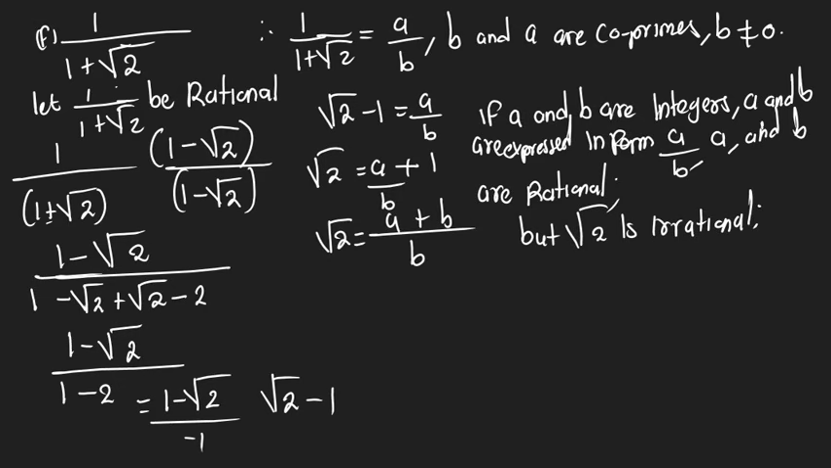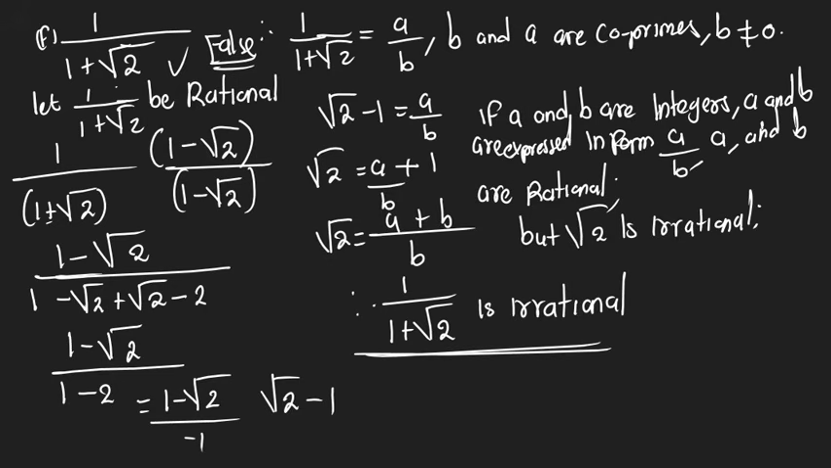Hence, the assumption that 1 over 1 plus the root of 2 is rational is actually false. You can write this statement somewhere, I've written it somewhere to make sure you correct your work. If that is the theory behind, then we can conclude that 1 plus root of 2, by contradiction method, is actually irrational. That is how you solve this particular question.